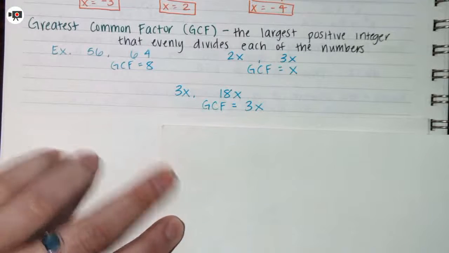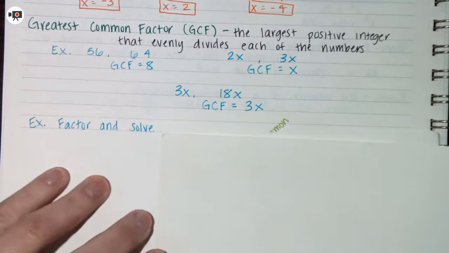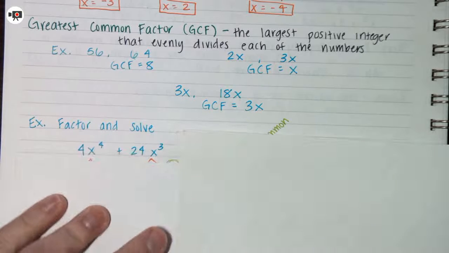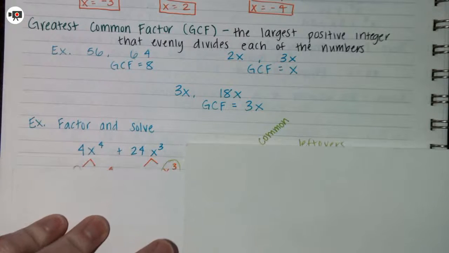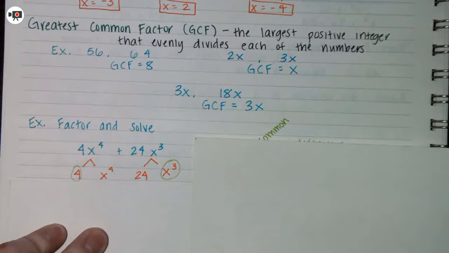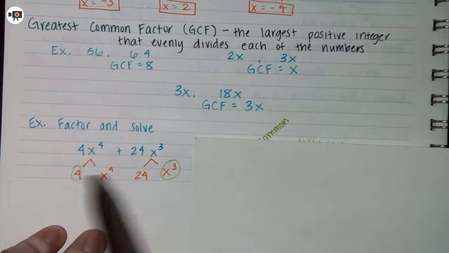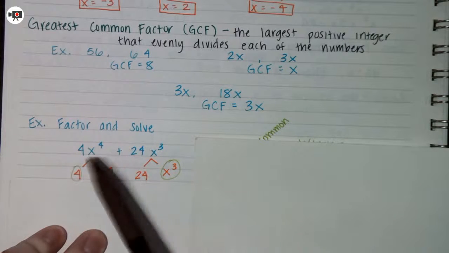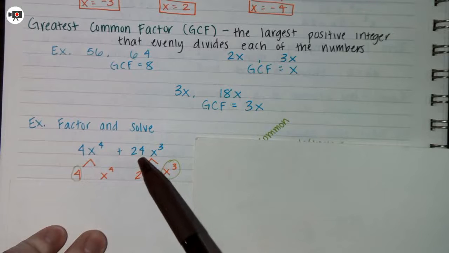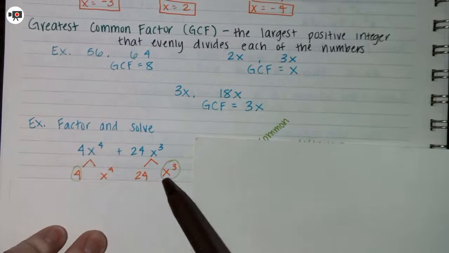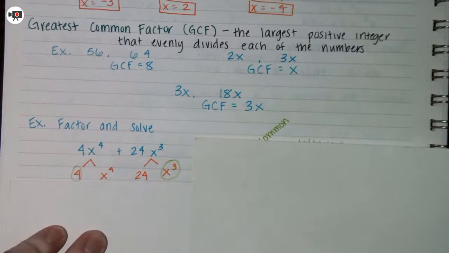So we can factor some of these polynomials. If I have 4x to the 4th plus 24x to the 3rd, I'm going to make little factor trees that show what each one is multiplied by. So 4 times x to the 4th is 4x to the 4th, and 24 times x to the 3rd is 24x to the 3rd.